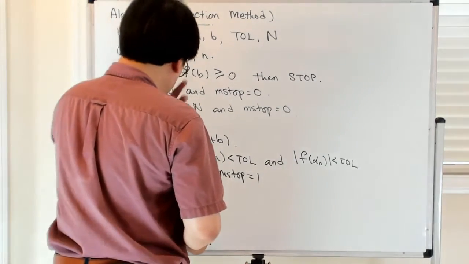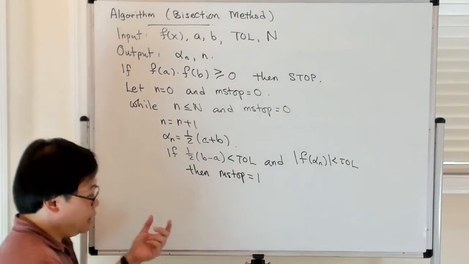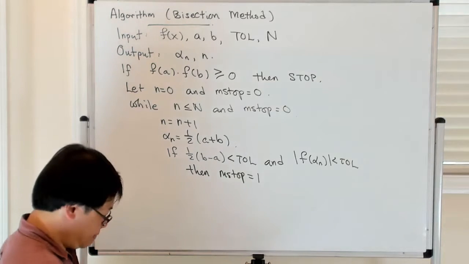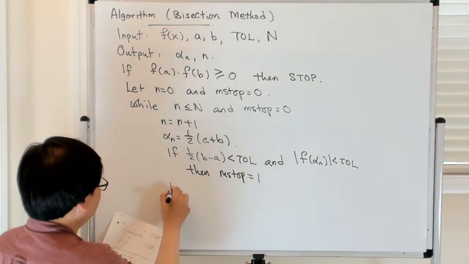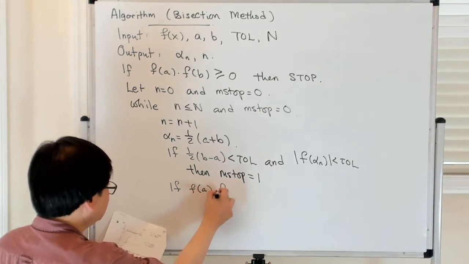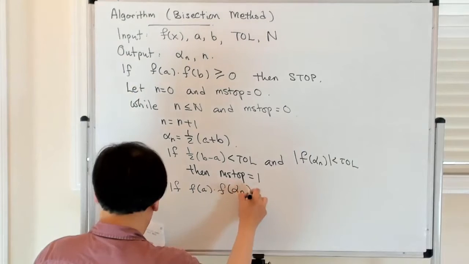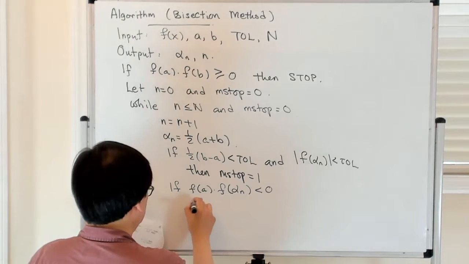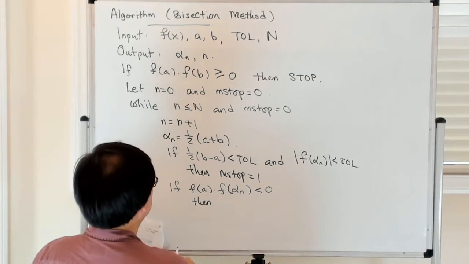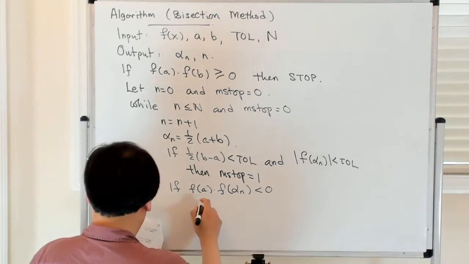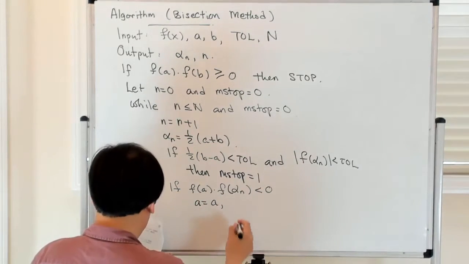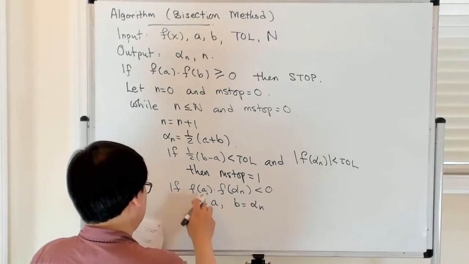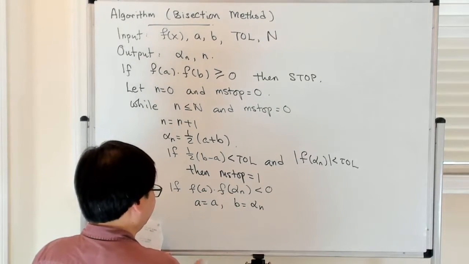Okay? All right. Then the next thing I need to do is update the interval a to b so that it's an interval of half the length and it contains the root. So I check if f of a times f of alpha n is less than 0, which means the interval from a to alpha n is the one which contains the root. Then a stays the same, the left endpoint, but b becomes alpha n. So the new interval is a comma alpha n, which is what you want if f of a times f of alpha n is less than 0.